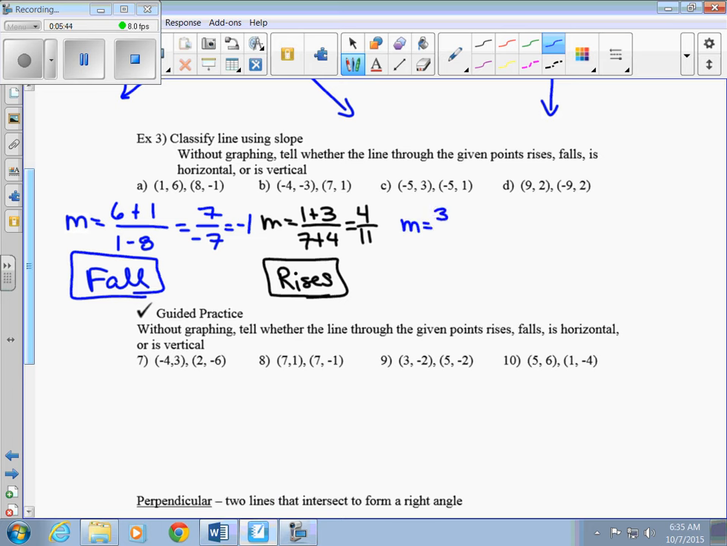We have 3 minus 1 and negative 5 plus 5, which is 2 over 0. Well, remember, you can never have 0 in the denominator. If you do, that means it doesn't go right to left, so it's a vertical line, and the slope is undefined. Okay, so we are looking here at a vertical line.